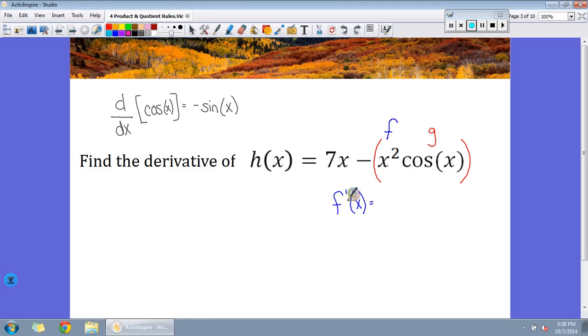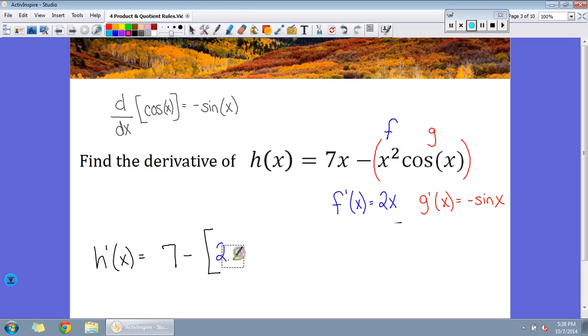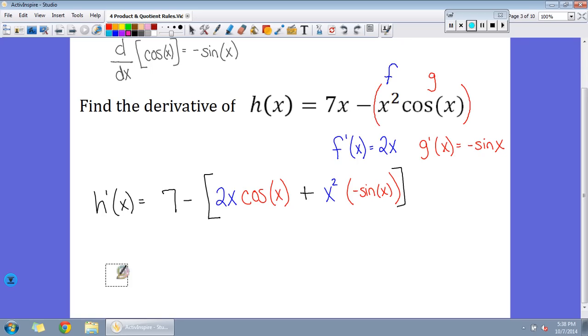Then I'm going to take the derivative of my f of x, and that's just going to be 2x. Again, I'm using the power rule. The 2 comes down as the new coefficient, and then the exponent you subtract 1. And g prime of x is obviously negative sine x. So to take the derivative of h of x, we take the derivative of 7x, which is 7, and then I'm going to use a pair of brackets. I'm going to have the derivative of f times g of x plus f of x times the derivative of g of x. This one we should simplify a little bit.